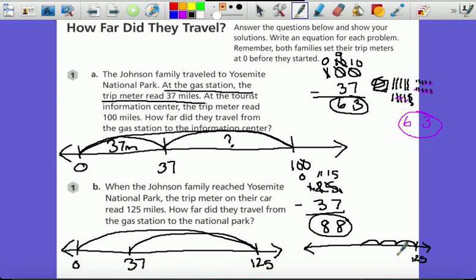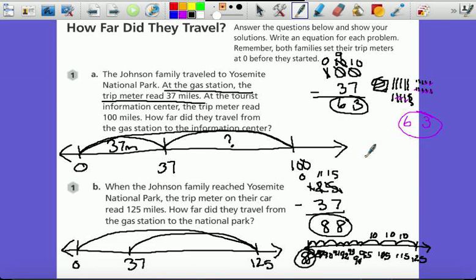So 125, 115, 105, and 95. Then I mark it above, so I show them how to mark it above so that they can keep track of it. Then we need to mark 7 ones. 1, 2, 3, 4, 5, 6, 7. So it's 95, 94, 93. Usually we use more space for this. 92, 91, 90, 89, and 88. So same answer.